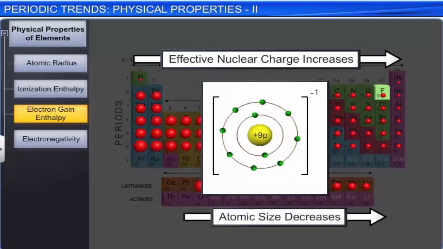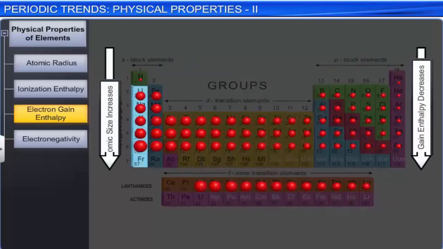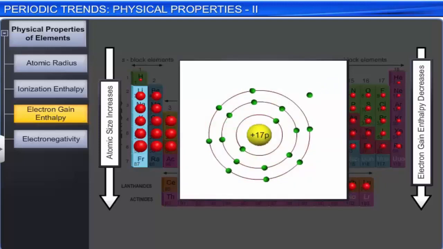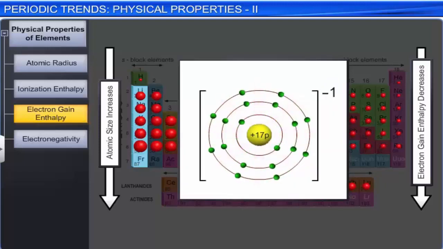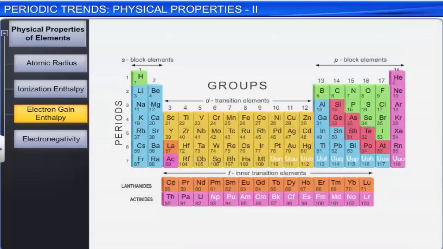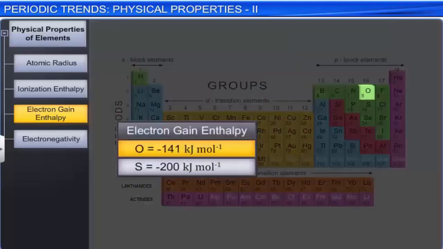The electron gain enthalpy decreases down a group because of increase in the size of the atom, and also the added electron would be further away from the nucleus. However, there are exceptions to this rule. For example, the electron gain enthalpy of oxygen is less negative than that of the succeeding element sulfur. And the electron gain enthalpy of fluorine is less negative than that of the succeeding element chlorine.